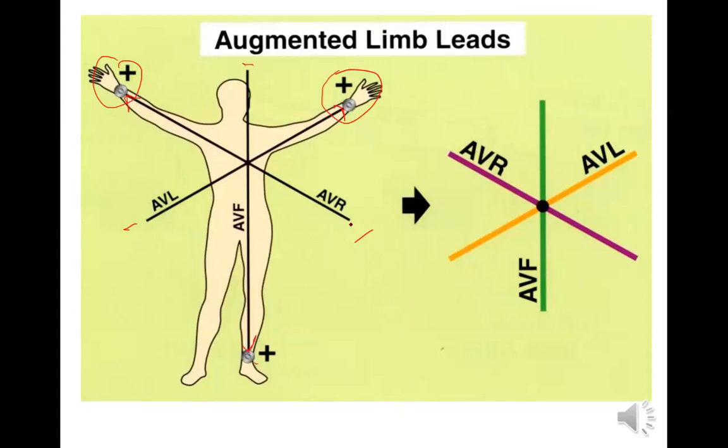If I asked you what was the negative electrode for AVR, you have to say between the left arm and the left leg. You have to do this in your book, so I'm just going to tell you the answer. For AVL, the negative electrode would be between left leg and right arm, never the right leg.